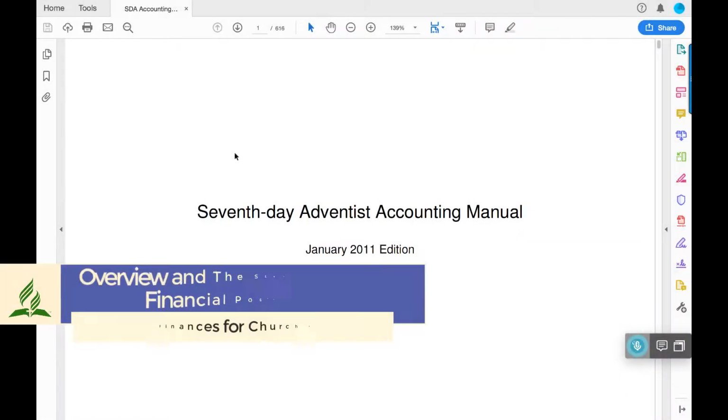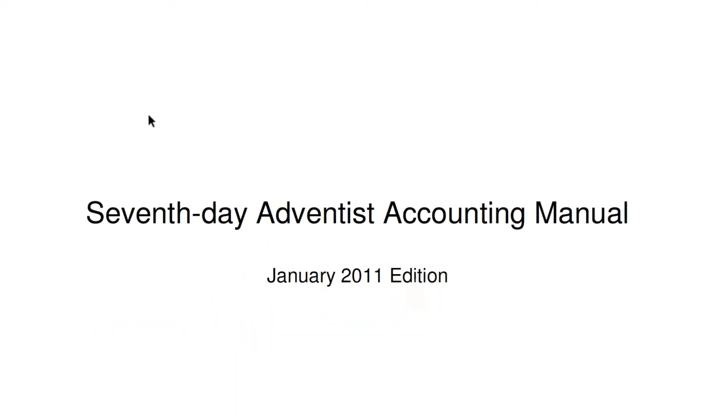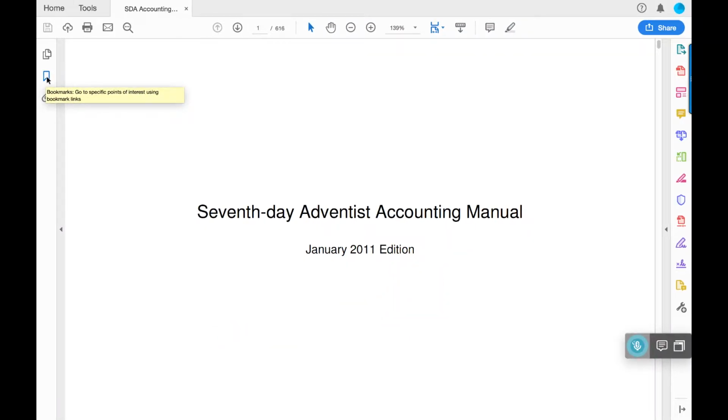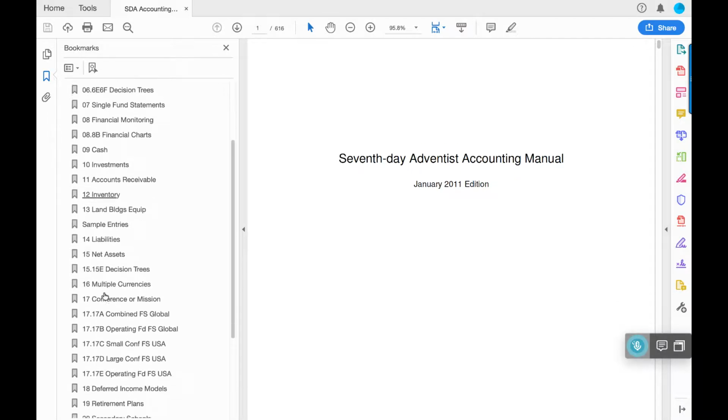The guiding light of the Treasury function in the denomination is something called the SDA Accounting Manual. I'm showing on the screen here the latest version, the 2011 edition. It right now is the standard that we are all trying to follow. And in it, it has the sample financial statements that will serve as our standard for looking at the statements.